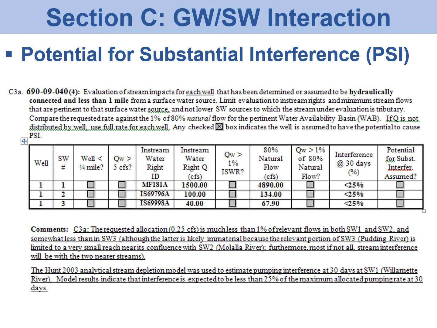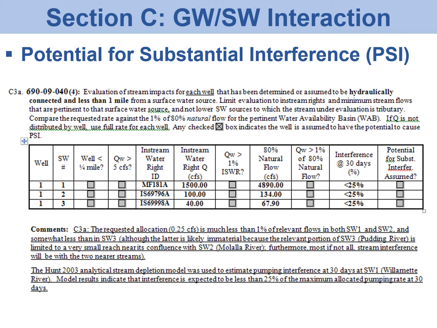So first of all, is your well within a 1/4 mile of a hydraulically connected stream? If you're hydraulically connected and within a 1/4 mile, even if you're in a confined aquifer, we will find potential for substantial interference. Secondly, we take a look at whether the requested rate falls within some thresholds that are again set out in Division 9.